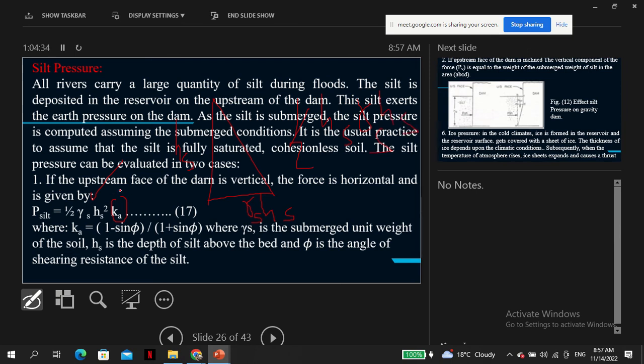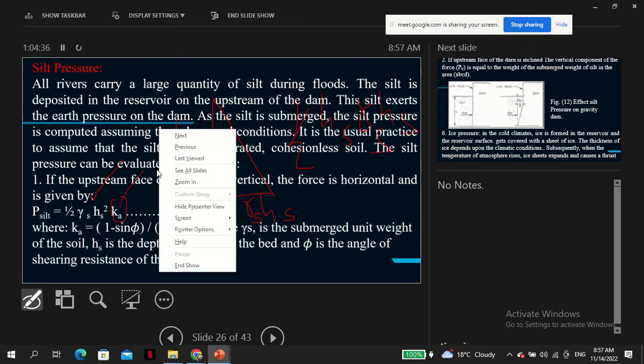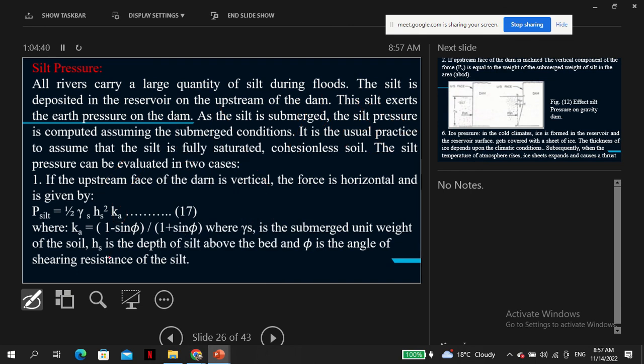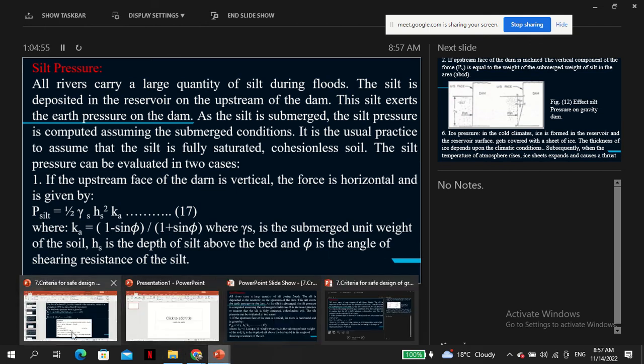Hs, you can see that. So that, and this is the coefficient of the earth pressure. Yeah, I think this is the same idea. So Ka is something akin to the coefficient of earth pressure.